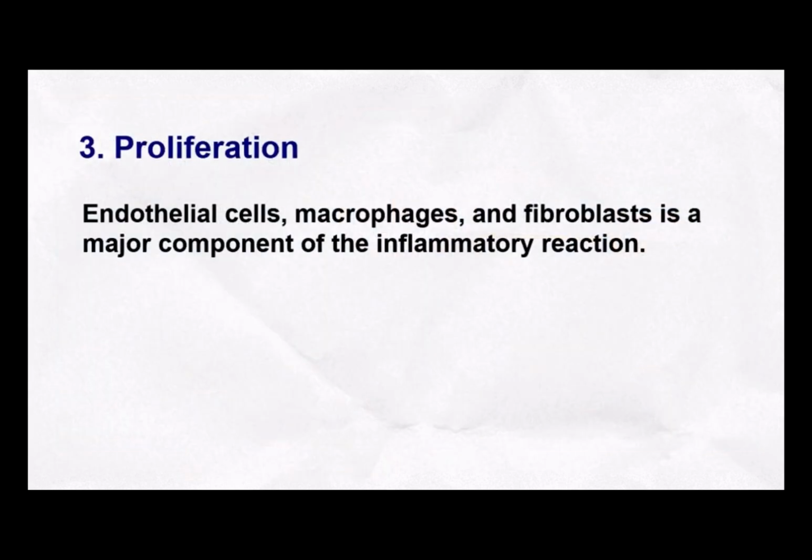The third basic pathologic change is proliferation. In the presence of inflammatory factors, parenchymal cells and stromal cells can proliferate. Proliferation of endothelial cells, macrophages, and fibroblasts is a major component of inflammation.